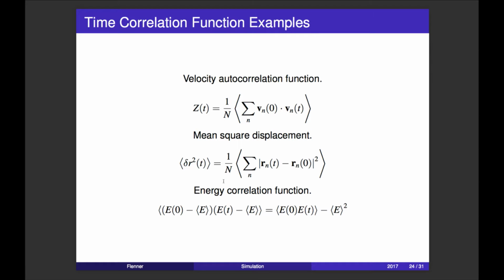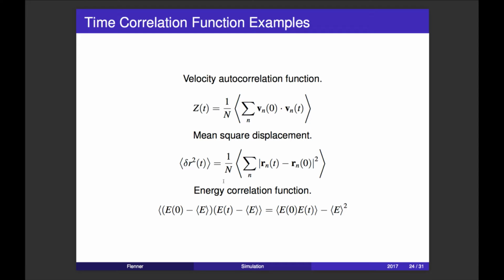So this is the average, it's 1 over number of particles, and this is the sum of the square of the displacement of a particle. So the position of the particle at time t minus the position at 0, and that squared. And then what the average means is that for every time origin that I do this calculation, I average over time origins to do this calculation.